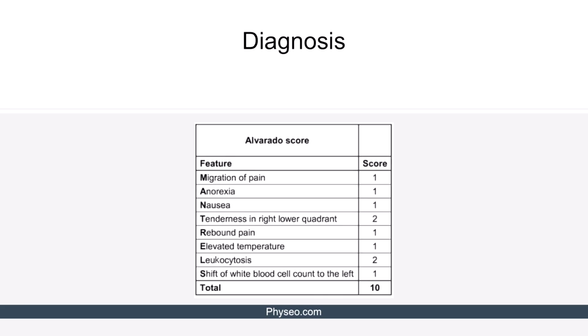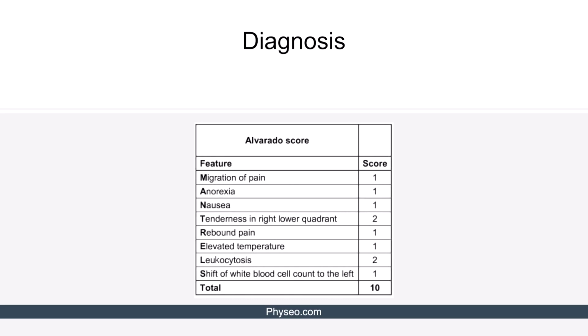The Alvarado score was developed to assist physicians in diagnosing acute appendicitis. A score of 5 out of 10 confirms the diagnosis. Let's discuss clinical features that are useful in scoring. Migration of pain, anorexia, nausea, rebound pain, elevated temperature, and shift of white blood cells to the left each score a point in the scoring system. Additionally, tenderness in the right lower quadrant and leukocytosis each receive 2 points in the scoring system.